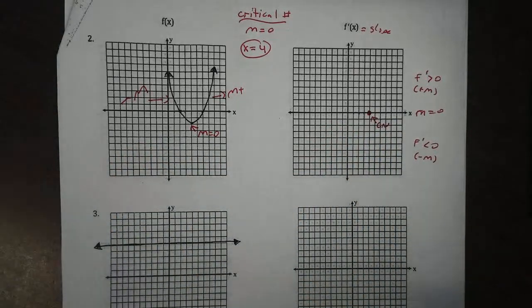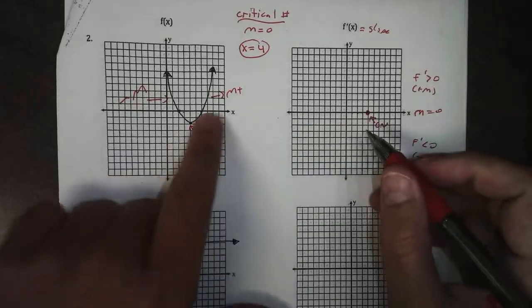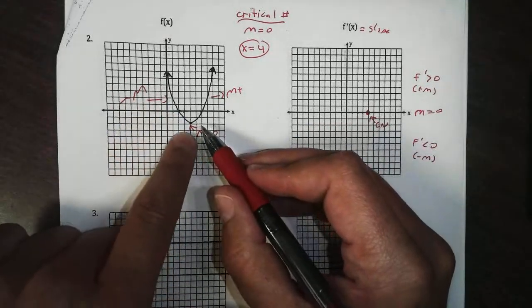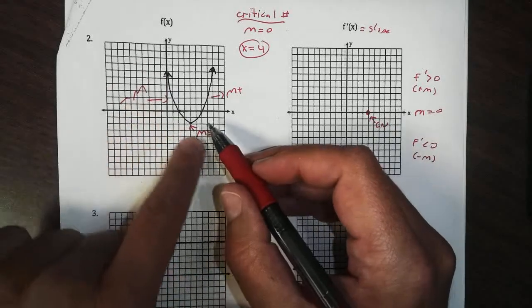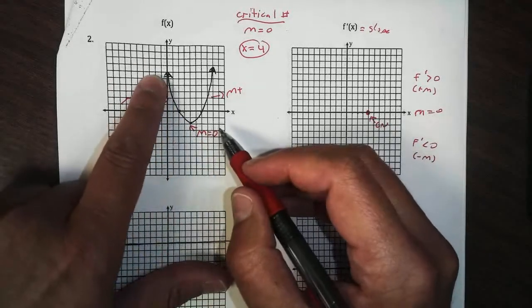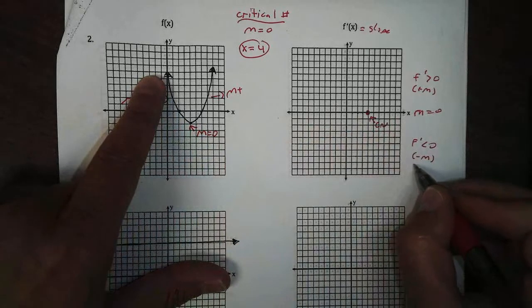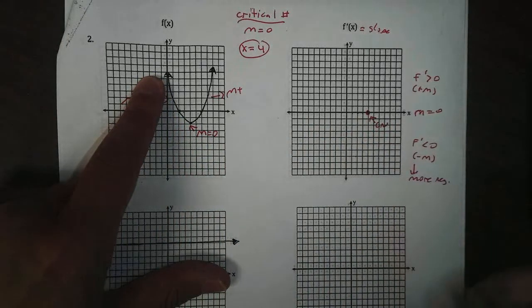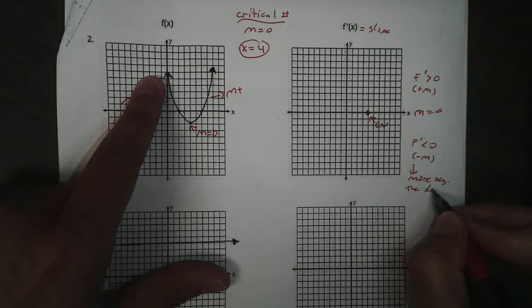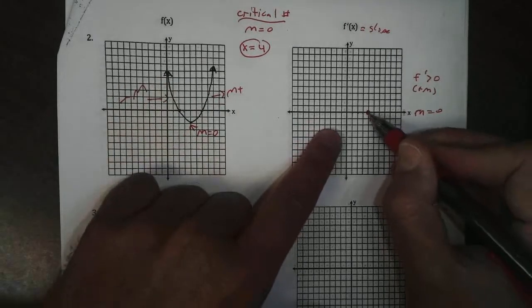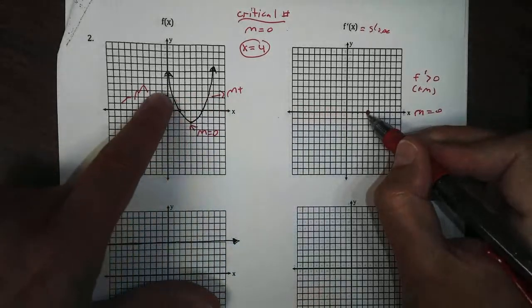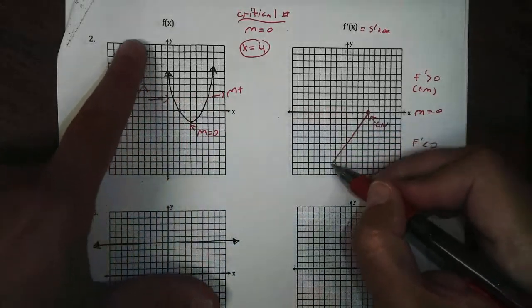Right here. Now, from my critical number, I look at my graph. If I go to the left, is my slope getting negative or positive? It's becoming negative. As a matter of fact, it's becoming more negative. So the further down we go, the more negative the slope. So what I do is I start here, and as I go left, I know it goes way negative. It's getting more and more negative.